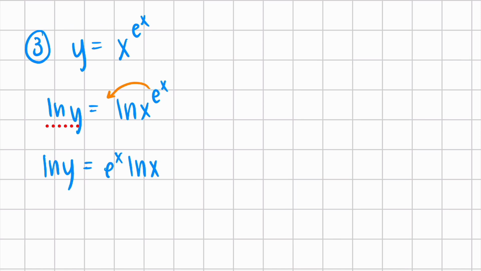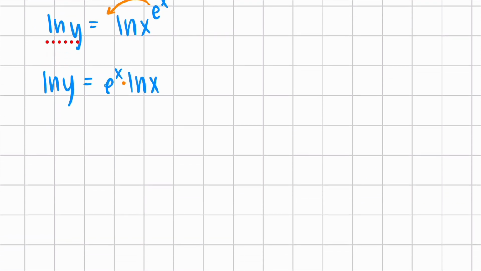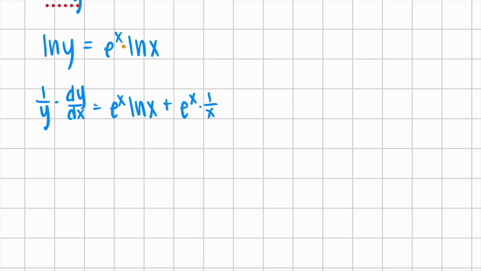And now I'm going to take the derivative of both sides of the equation with respect to x. So I get 1 over y dy dx equals, I have a product rule on the right side, derivative of e to the x is e to the x, leave your natural log of x, plus leave your e to the x, take the derivative of natural log. I'm going to multiply by y on both sides, and I'm going to simplify a little bit.